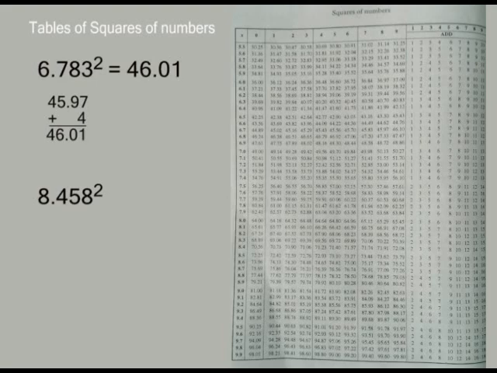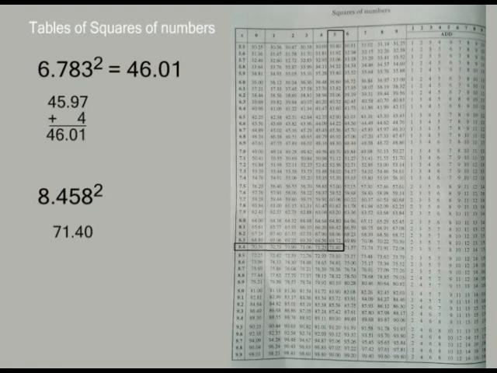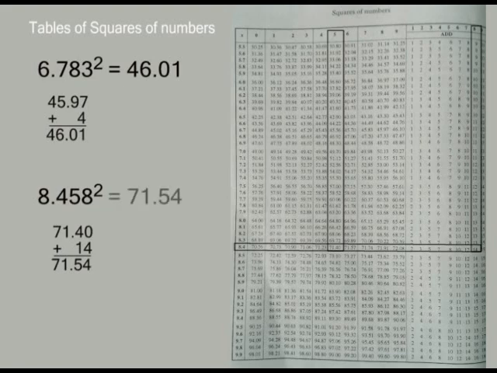First decimal place is 8.4, so we are here. Next is 5. The column of 5 and the row of 8.4 coincide here. We read this number. It's 71.40. The last columns for adding. The column of 8 coincides with our row here, and the number is 14. We add to 71.40 and we get 71.54. So 8.458 squared is equal to 71.54.